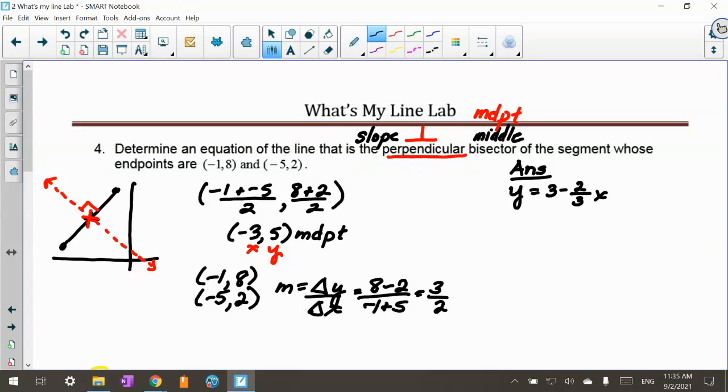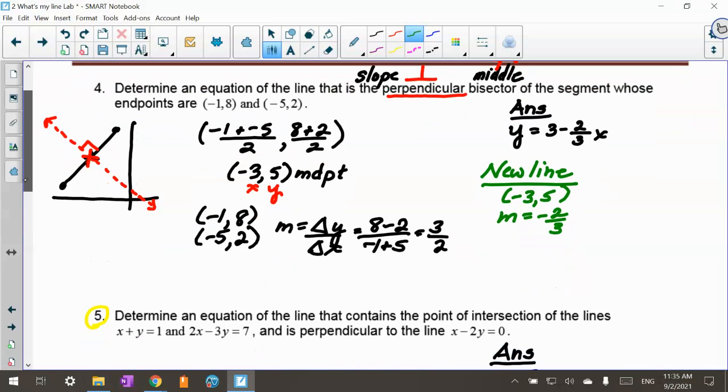I know if I'm doing the red dotted line that it has to be, you guessed it, the negative reciprocal. So here's my new line. I'm just going to put this here, my new line that I have to find, the dotted line. I know it goes through the point -3, 5. And I know the slope has to be -2/3 because it's perpendicular. Okay. So if I know all that, I can just put it in my point slope form.